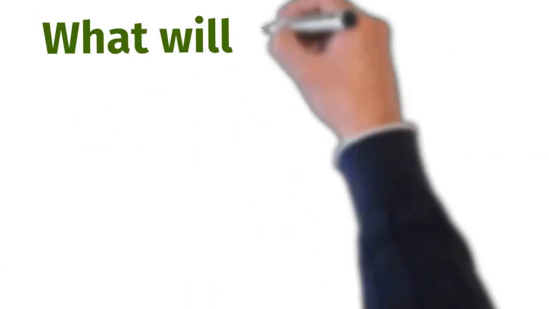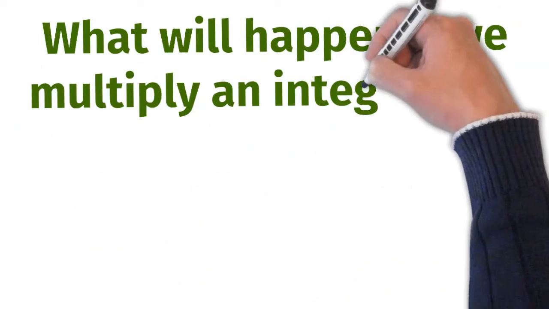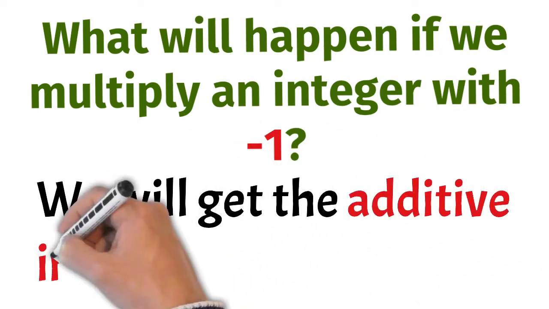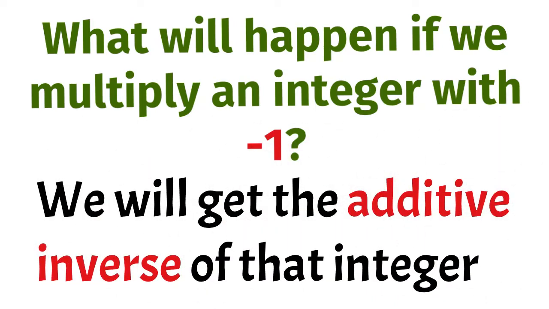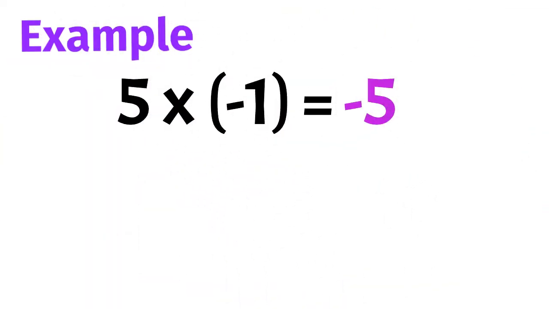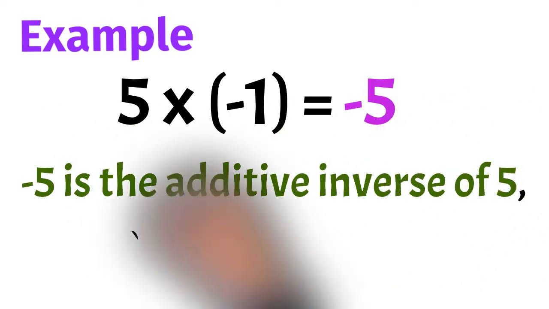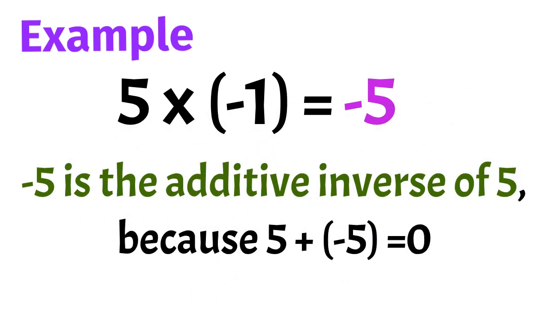But what will happen if we multiply an integer with minus 1? We will get the additive inverse of that integer. For example, 5 into minus 1 equal to minus 5. We know minus 5 is the additive inverse of 5 because 5 plus minus 5 equal to 0.